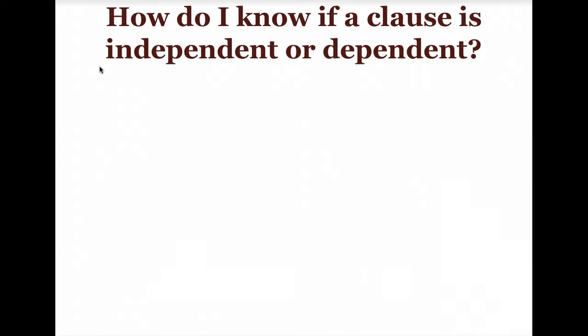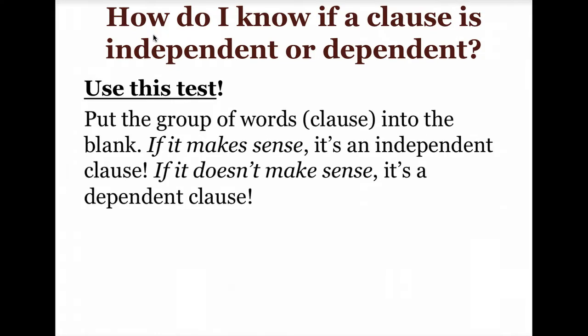So how the heck do you know if a clause is independent or dependent? It's really important to know how to distinguish these two because this is how you know whether or not you have a complete sentence. It's how you know sometimes whether you need a comma. It's how you know if you're putting together a correct sentence. So it's really important to know if a clause or a group of words is independent, basically if it's enough to be on its own, or if it's dependent. So I'm going to give you a fancy test to use. You're going to put the group of words or the clause that you're trying to test into the following blank. If it makes sense, it's an independent clause. If it doesn't make sense, it's a dependent clause.